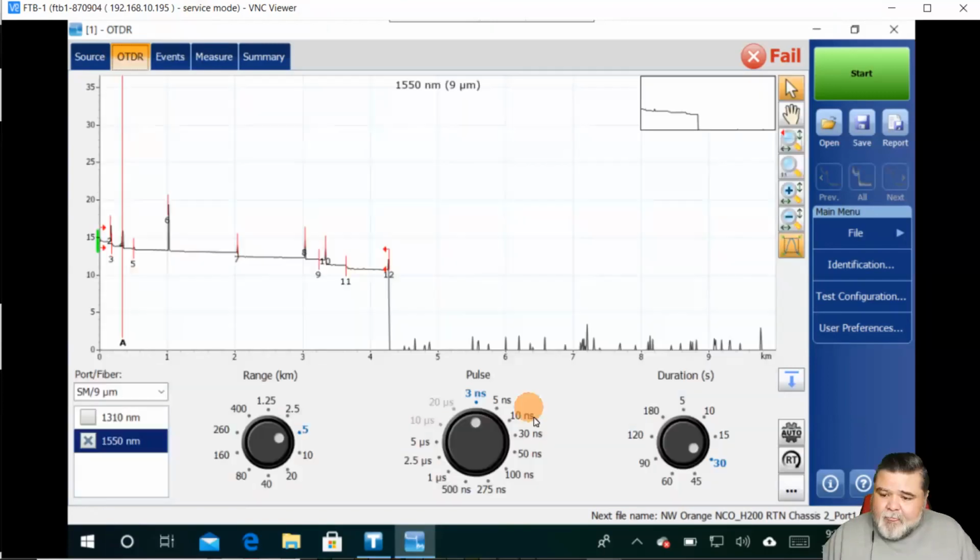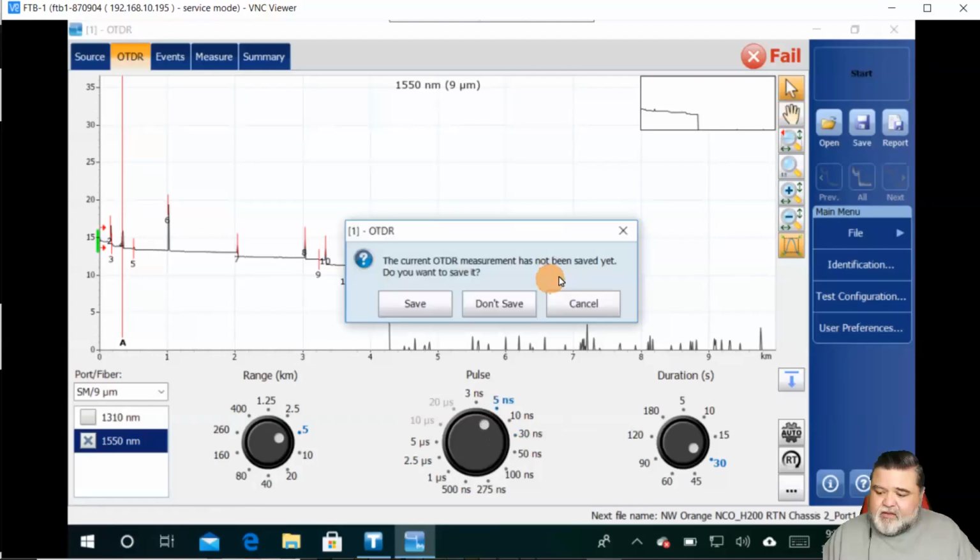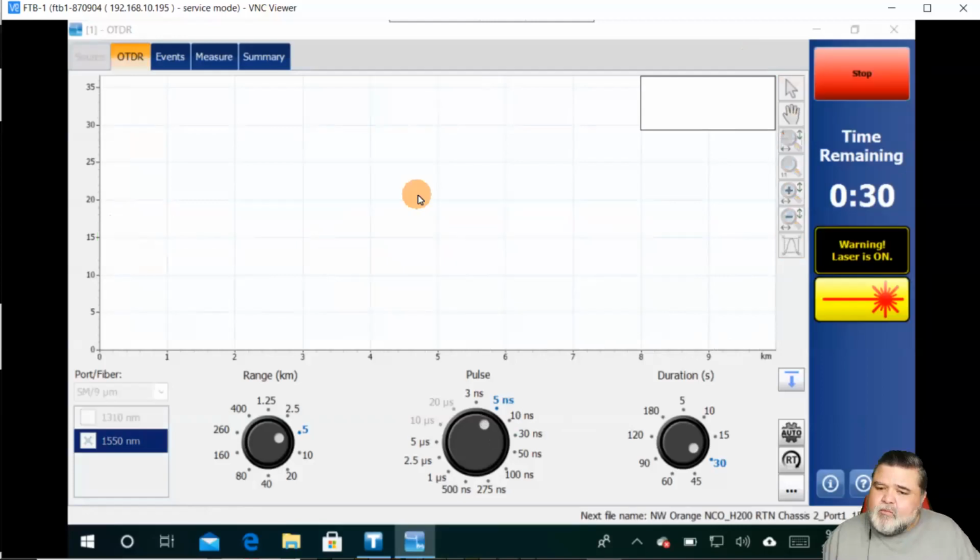I shot this trace at 30 nanoseconds, and I'm going to retest this at 5 nanoseconds. We're going to start to see some separation between the events. A little bit of extra noise. And so this is what happens when you reduce the pulse width.